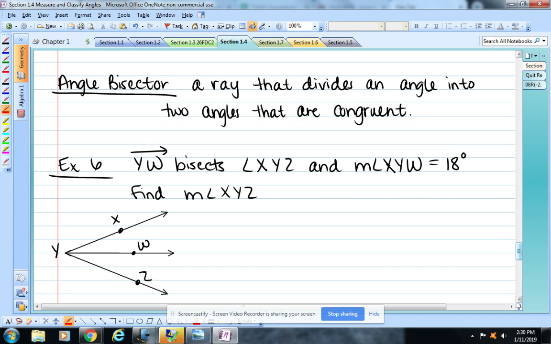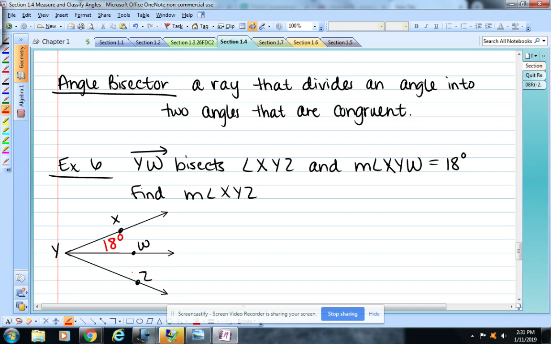Okay, so let's look at this picture right here. So a bisector, like I told you, divides an angle at exactly a half. It says ray YW, which is this ray right here, going through the middle, bisects angle XYZ, and so XYZ is the big angle, okay? And the measure of angle XYW, this little part, is 18 degrees. You've got to read the letters and find out which angle it's talking about.